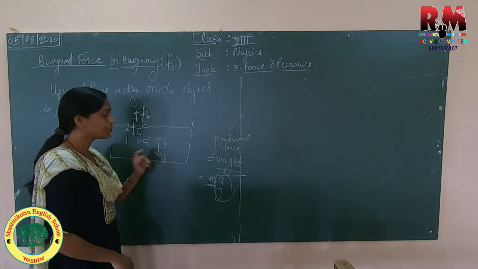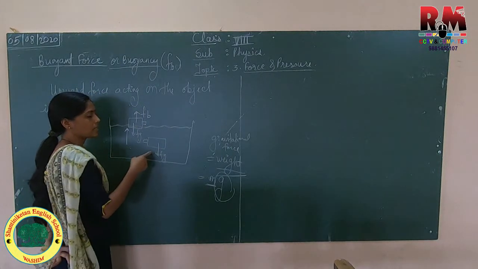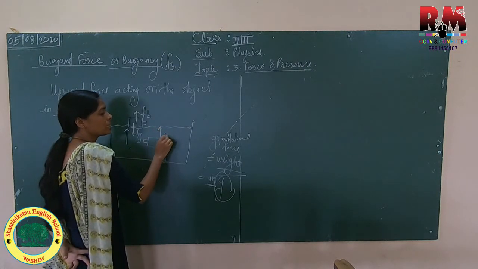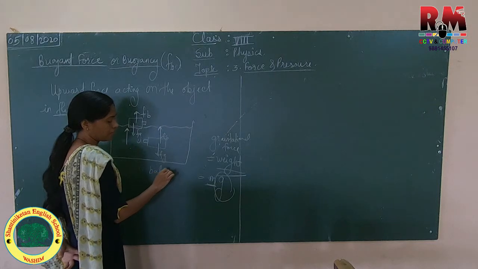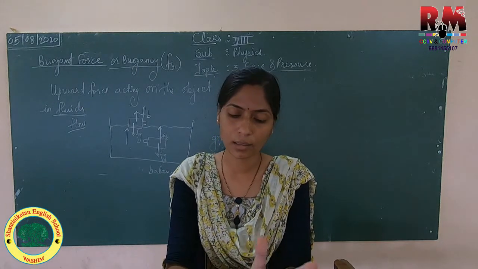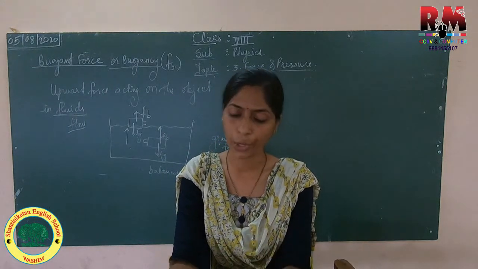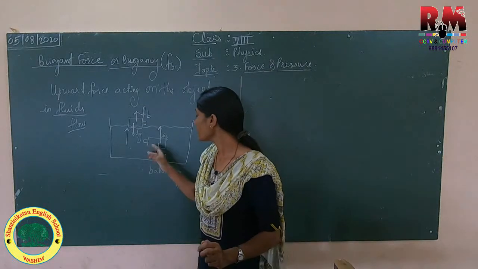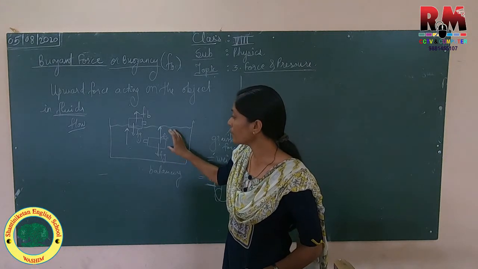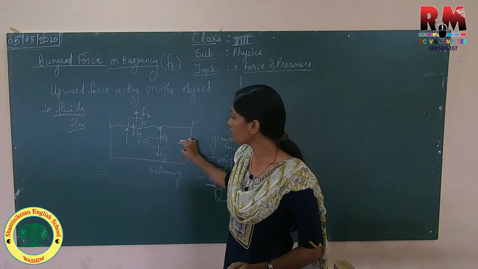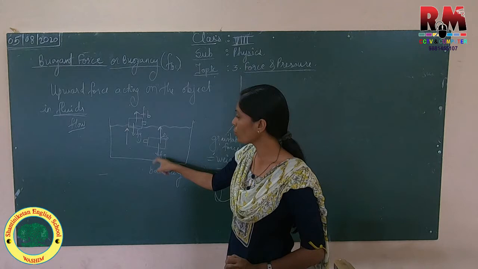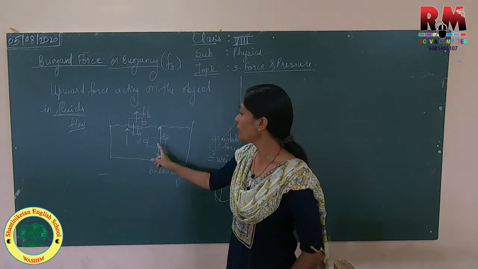What about this one? Why is it not sinking here? Because the gravitational force and this buoyant force are balancing each other. So we can see balanced buoyant force and unbalanced buoyant force. In this case, this bottle is at the half filled part, so buoyant force and gravitational force are exactly balancing each other. That's why it will be here.